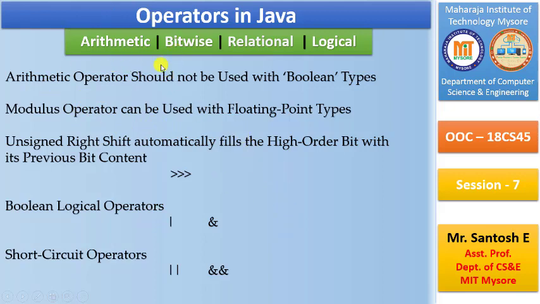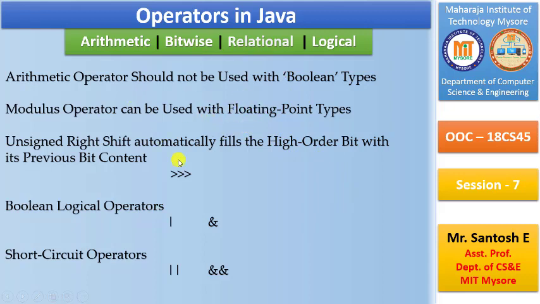Operators are divided into four categories: arithmetic operators, bitwise operators, relational operators, and logical operators. That's the same way C and C++ have them. Hence, I'm not going to discuss much about operators in this session, but I will just highlight the points where Java has enhanced its operators to improve the performance of Java programming.